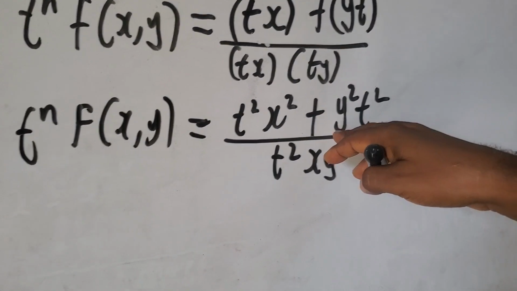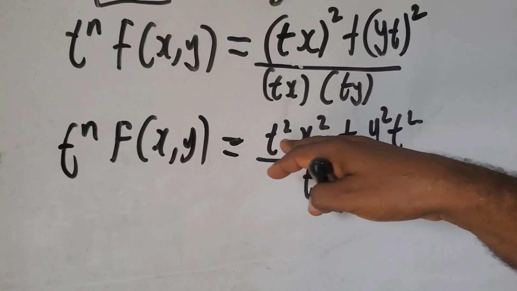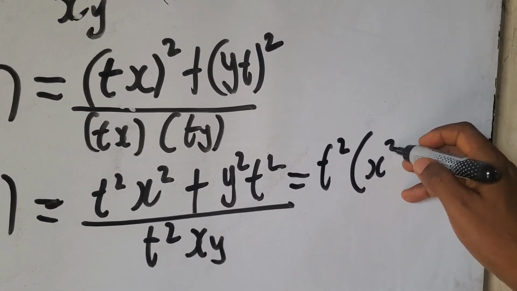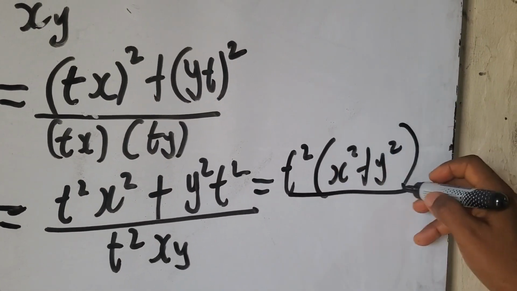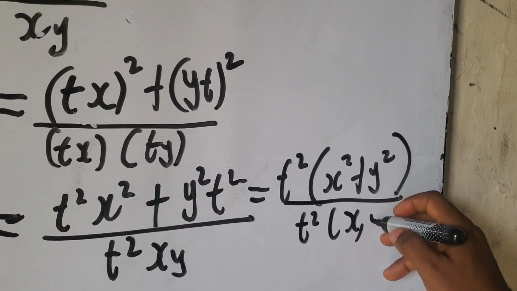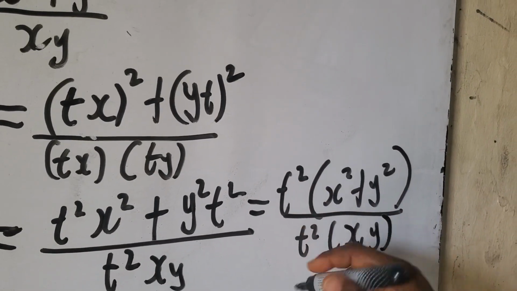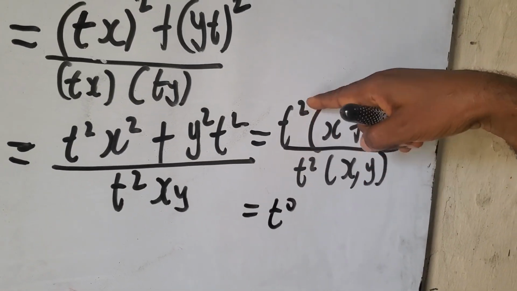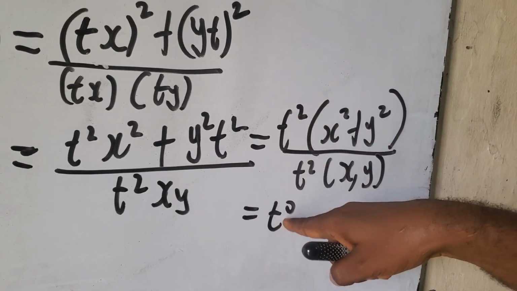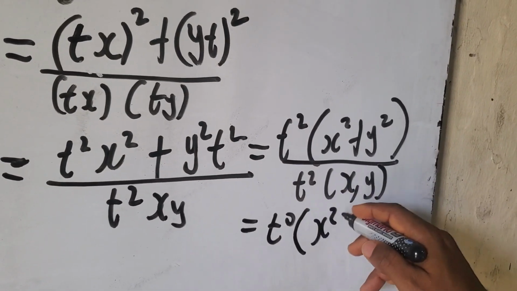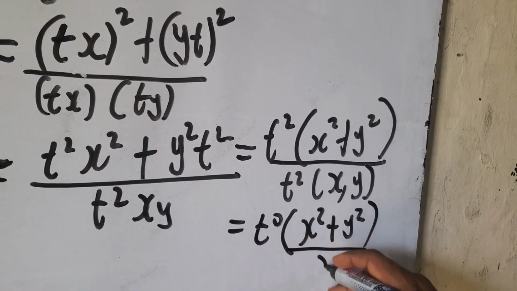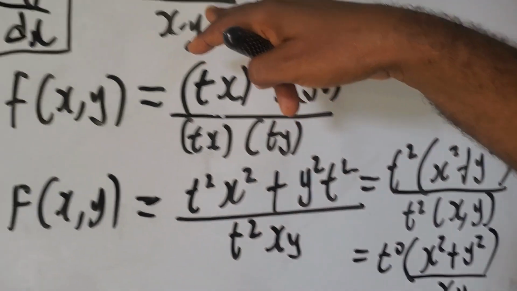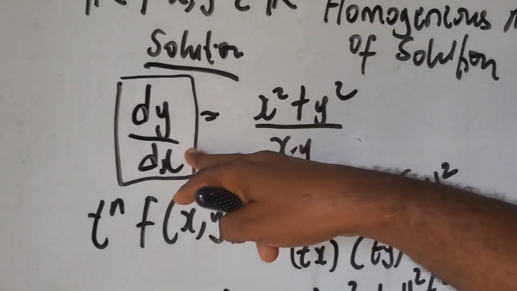Now, if you look critically at this particular expression, you can see that t squared is common. So we take it outside the bracket. So we have t squared into bracket x squared plus y squared, then divided by t squared into bracket x and y. And t squared divided by t squared according to law of indices is the same thing as t raised to power 0, because when you are dividing you must subtract the power. 2 minus 2 will give you 0, so this can be written like this. Then we have x squared plus y squared divided by xy. If you look at this place critically, we can see that what we have here is the same thing as what we have here, and which is equal to this.